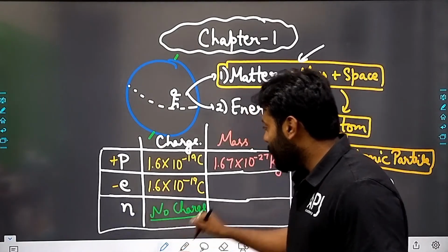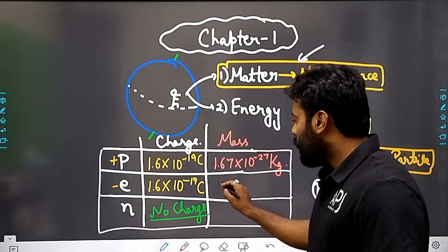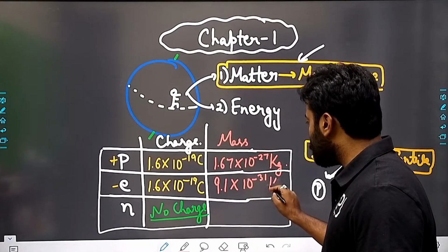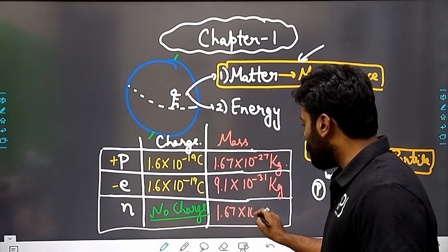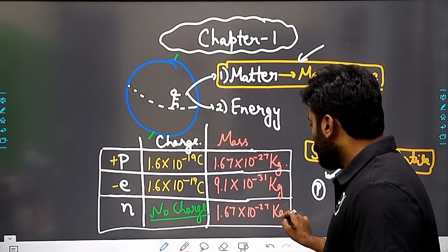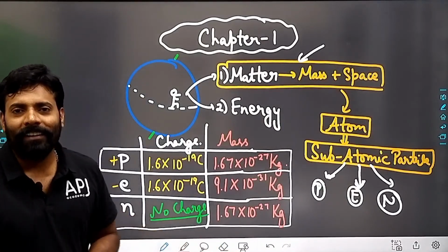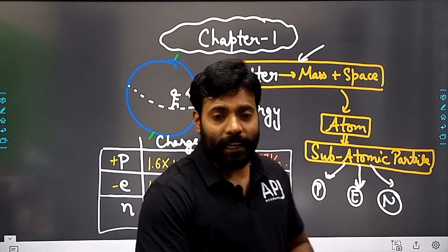ठीक है, जो हमारे पास इसका मास होता है that is 1.67 into 10 to the power minus 27. The mass of electron is 9.1 into 10 to the power of minus 31 kg. And the mass of neutron is 1.67 into 10 to the power of minus 27 kg. So these are minute details that you must remember in your class, right? I think that these things are clear to you.